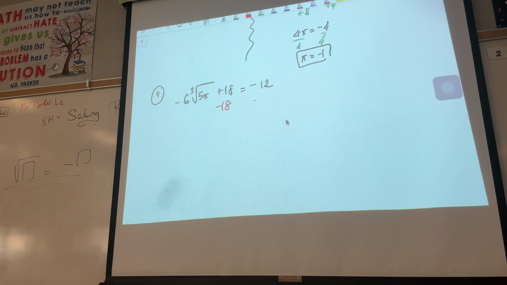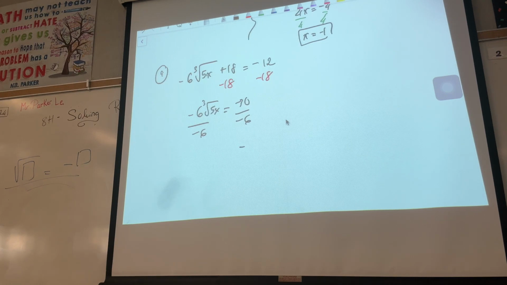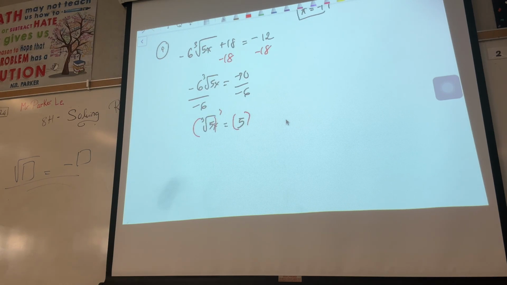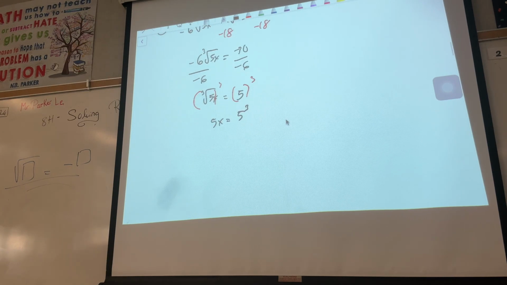So minus 18, negative 30, negative 6. So that's 5. And then you actually don't need to write 5 cubed, because you're gonna divide it anyway, right? So x equal to, this is 3 minus 1, so 5 squared. 25. Yeah. So you don't need to use a calculator.